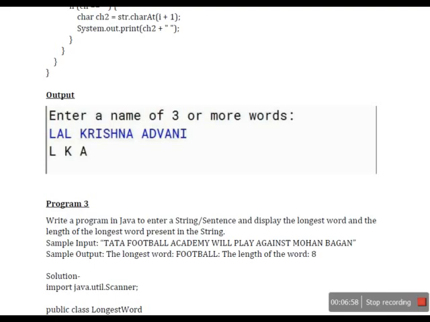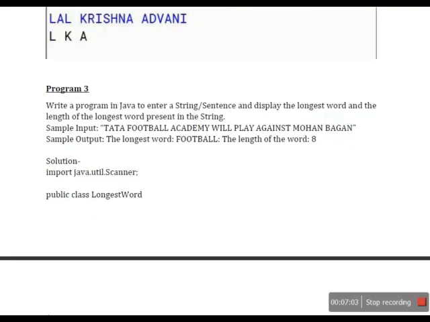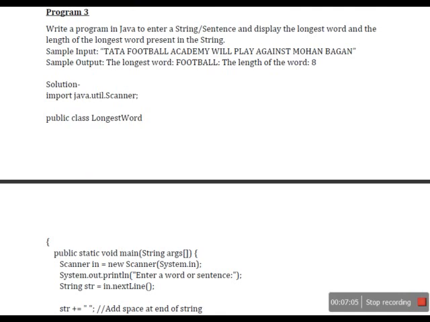Next, we need to get the longest word and the length of the longest word present in the string. So that means what? We need to count the number of characters that we have in each word. Like in Tata we have 4, in football we have 1, 2, 3, 4, 5, 6, 7, 8. So in this word we have 4 characters, in this word we have 8 characters, in this word we have 3, 6 and 7.